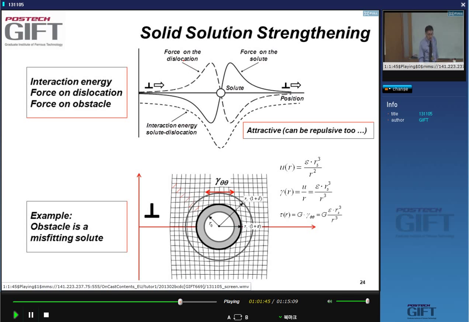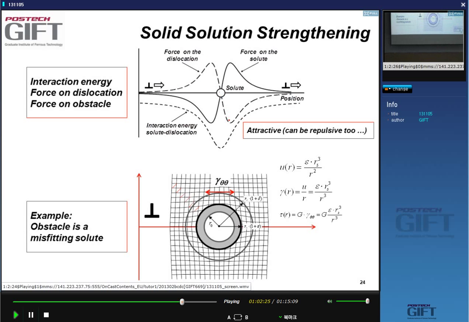But that's not the force, of course, because that's just the interaction energy. So the force is the derivative of this energy. Of course, the obstacle has an influence on the dislocation, and vice versa, the dislocation has an effect on the obstacle. So if I want the force on the dislocation, I have to take minus the derivative of the energy. So that looks like this.